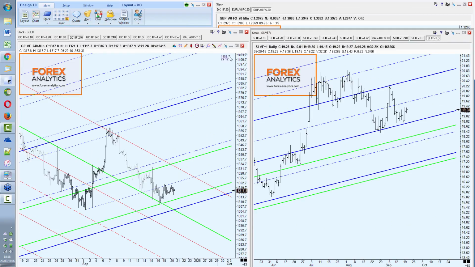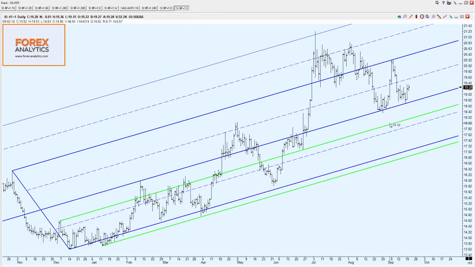What I'd just quickly like to do, let's go back to the silver daily. I hope that for some of you that are more used to what I call the derivatives, like the lagging indicators like RSI or MACD, it might have been a bit of an eye-opener as to how we can project forward to try to find likely areas of support and resistance. And that really is what Forex Analytics is all about.